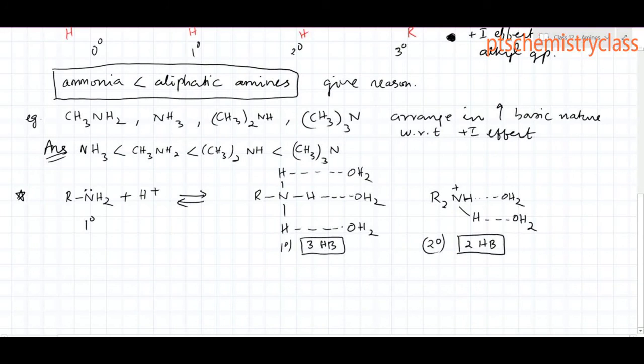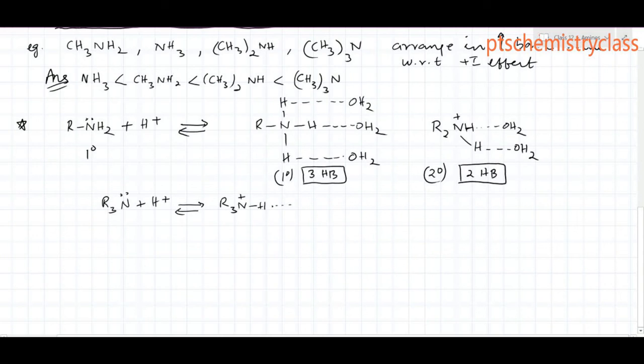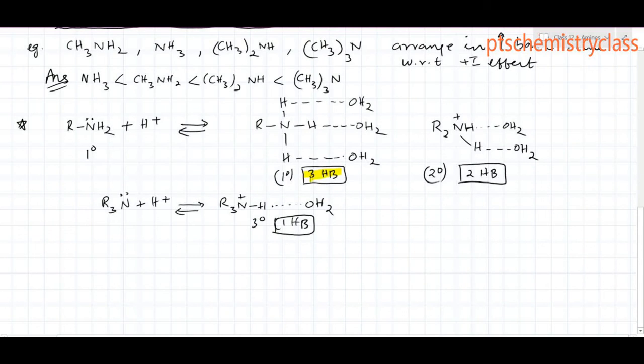This is primary amine. So in tertiary amine, R3N has a lone pair, and if you put H+ on that lone pair, only one will come for you. You will have only one, R3N+H can form only one, so tertiary can form only one hydrogen bond. So this is what you have to remember in the case of boiling point with respect to hydrogen bonding.